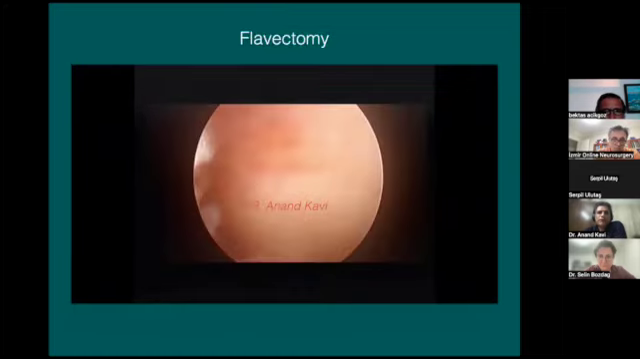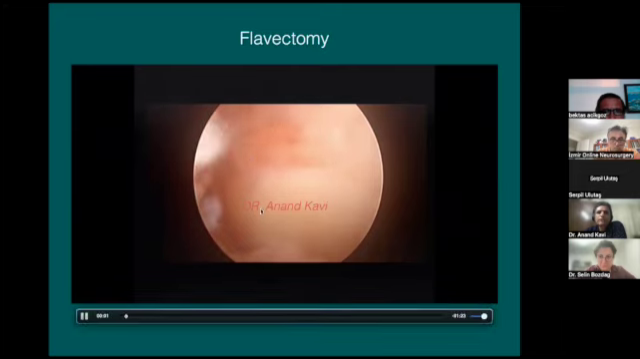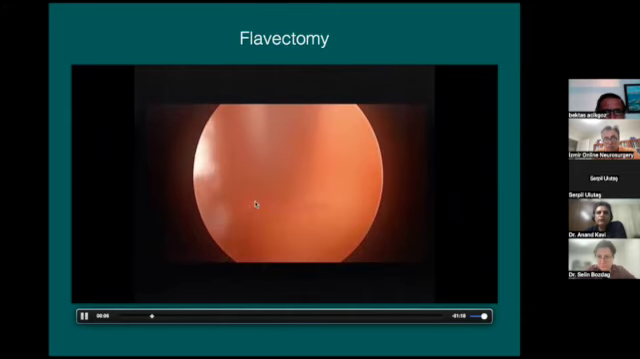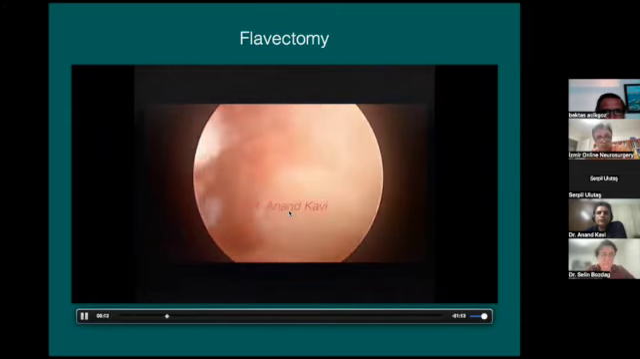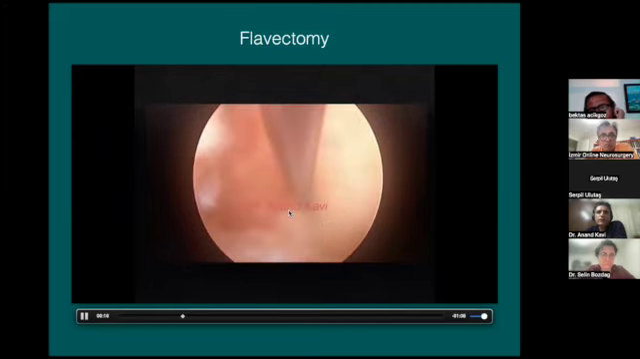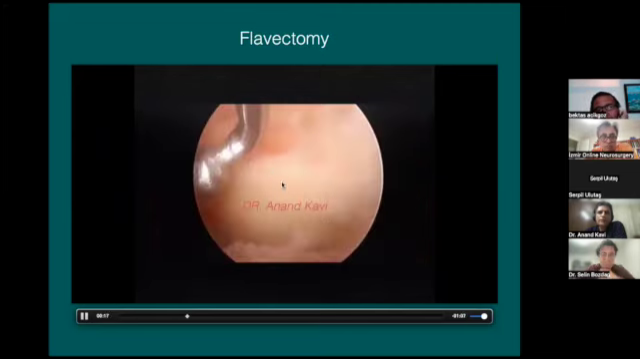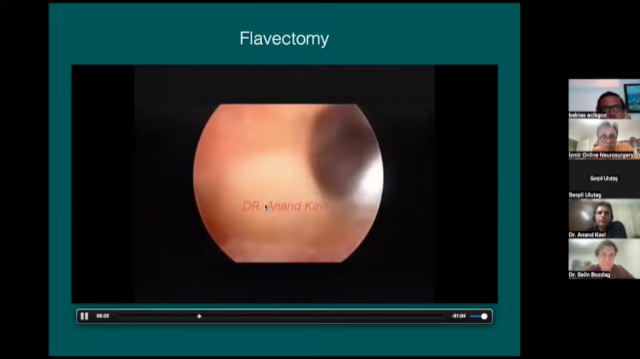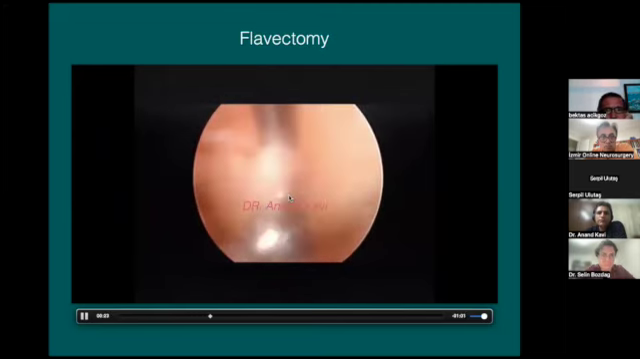Next, as we come across the free edge of the flavum, we try to separate the two layers, the superficial and the deep layer. In case of tight stenosis, sometimes the flavum is adherent. There is some calcinosis, so you need to probe it with a blunt probe, release it, and then you can do a flavectomy.